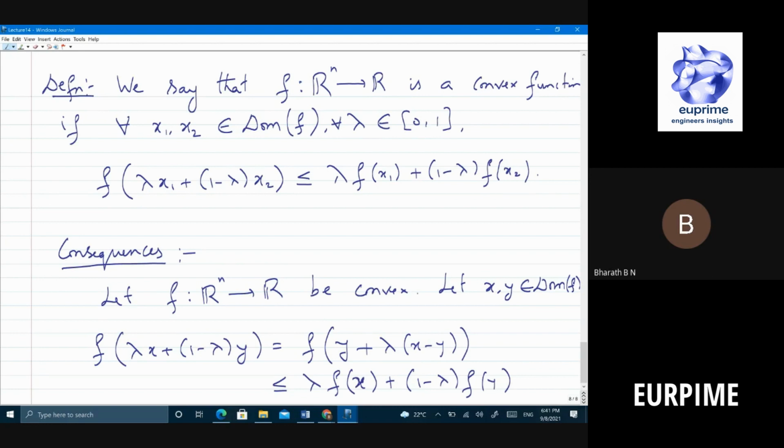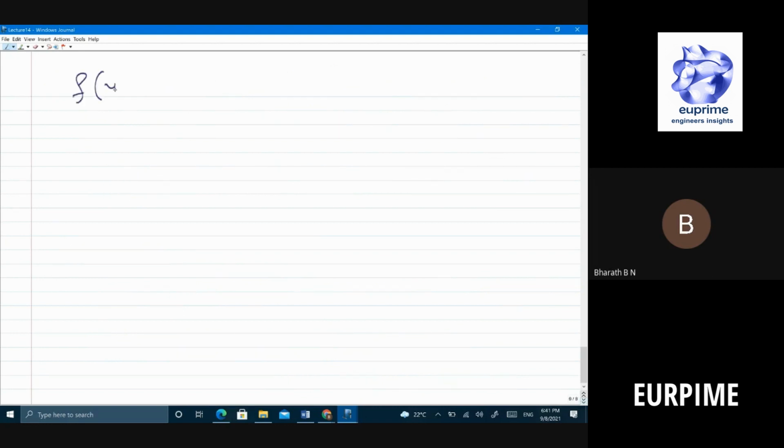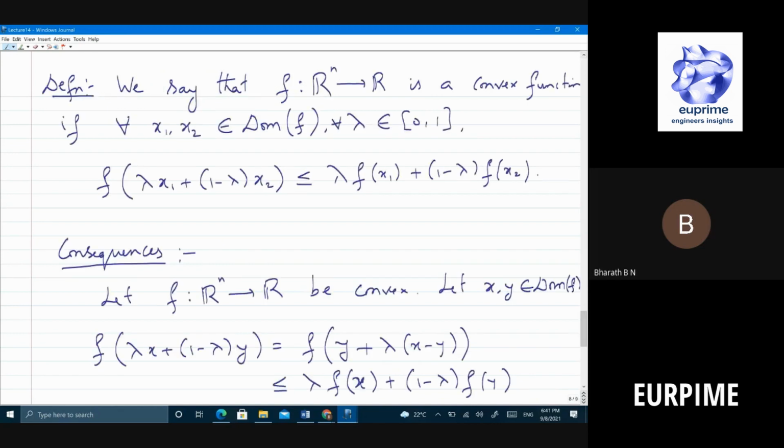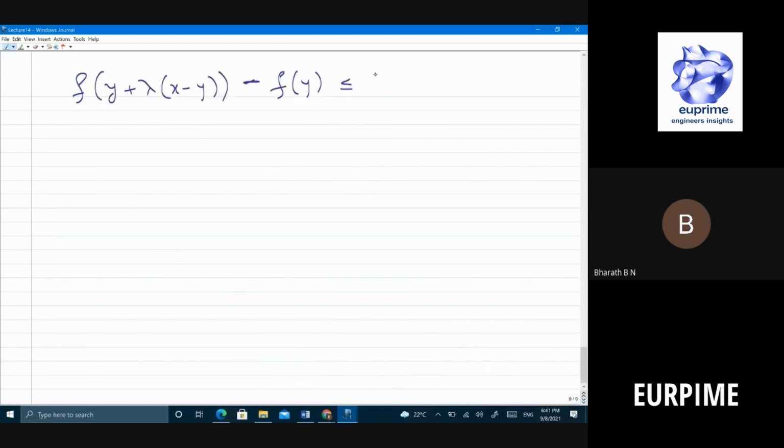So let me subtract f of y on both sides. What do I get? f of y plus lambda times x minus y, minus f of y, is less than or equal to, on the right-hand side, lambda f of x plus (1 minus lambda) f of y minus f of y. The f of y terms cancel, so I have minus lambda f of y. So it's lambda times f of x minus f of y. Okay, this is what I have.